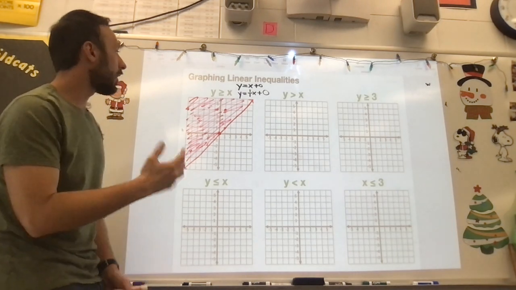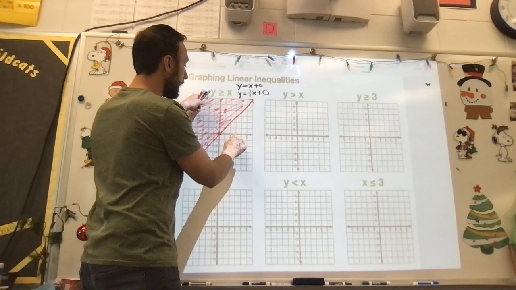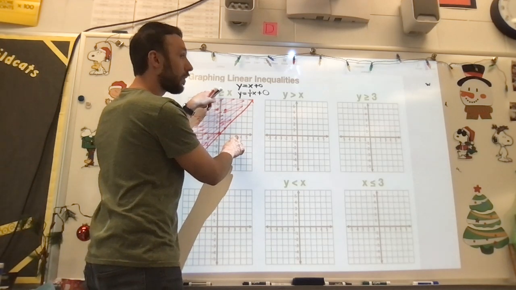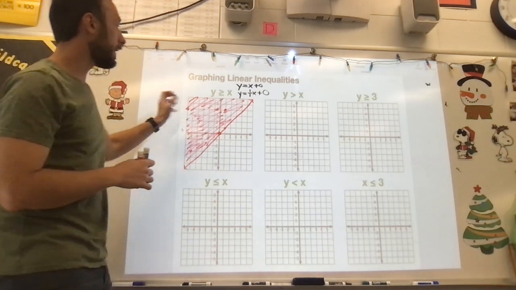Maybe we pick a point on the line like right here, 3, 3. The y value is 3, the x value is 3. Is 3 greater than or equal to 3? Yeah, it's equal to 3. So that is a way we can check our solution.